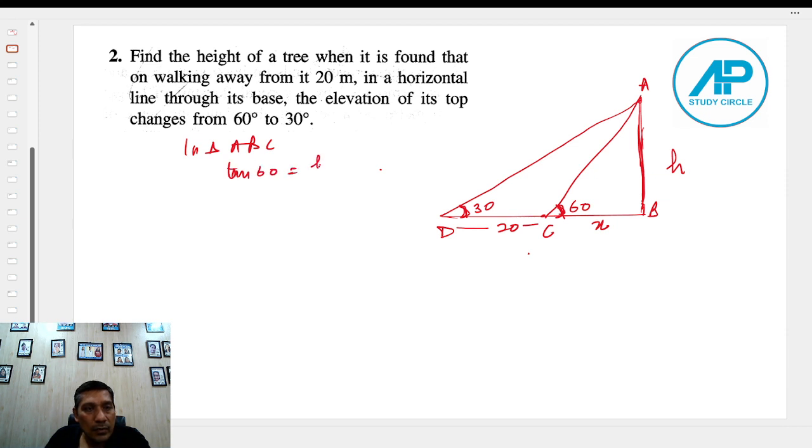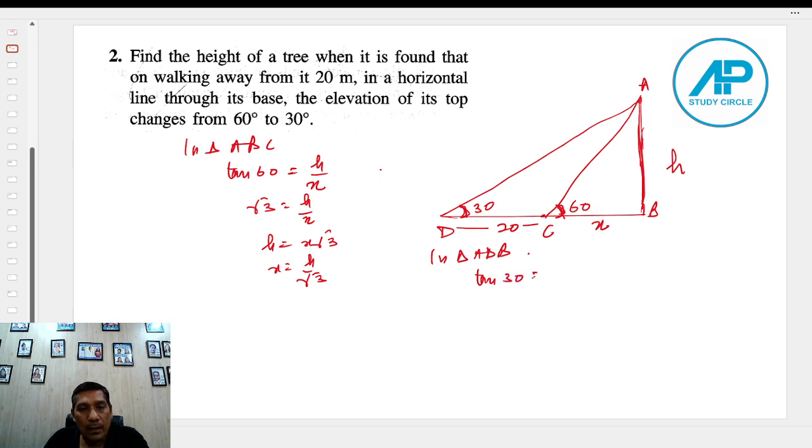Tan 60 equals h by x, root 3 equals h by x, h equals x root 3. I need to find the height of the tree, so I should have the value of x in terms of h. That gives me h upon root 3. I take the full triangle ADB. Tan 30 equals h upon 20 plus x.